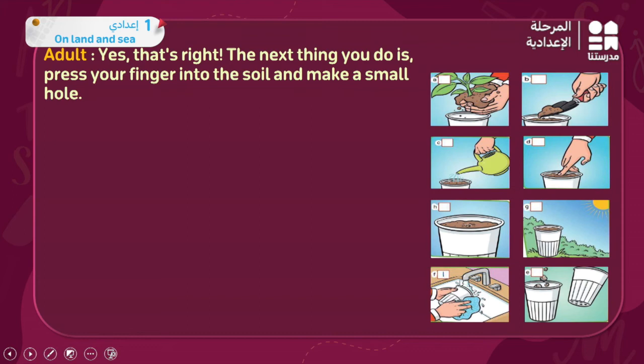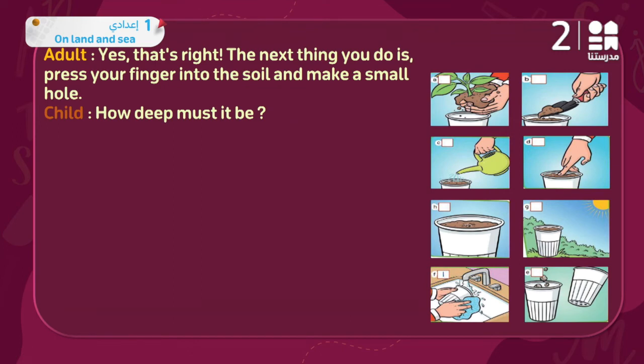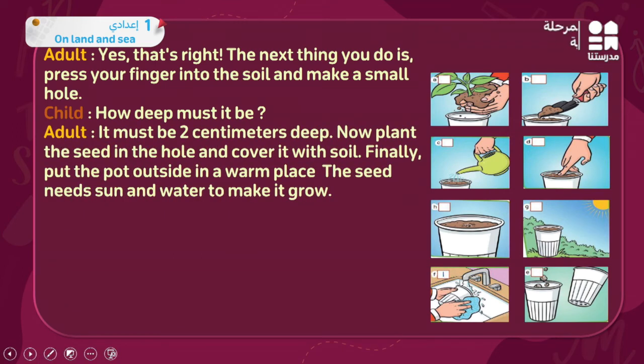Yes, that's right. The next thing you do is press your finger into the soil. You have to press your finger into the soil to make a small hole inside the soil. How deep must it be? Adult, it must be 2 centimeters deep. Now plant the seed in the hole and cover it with soil.